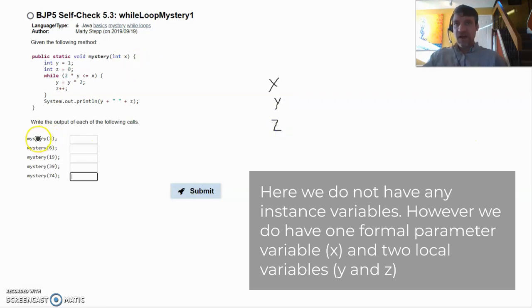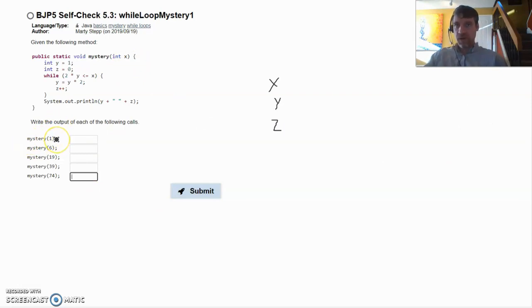This question asks, what is the output when mystery 1 gets called? So this is my actual parameter 1. It gets copied into the formal parameter x, and so I'm going to record that here. Then I go into the body of the method. Y gets assigned the value 1, and Z gets assigned the value 0.